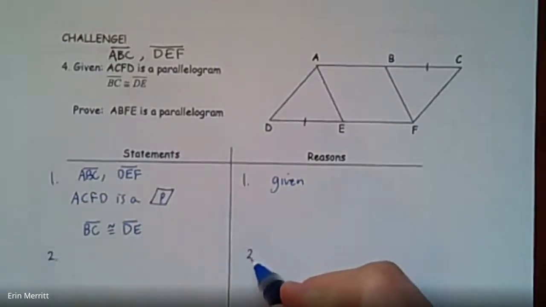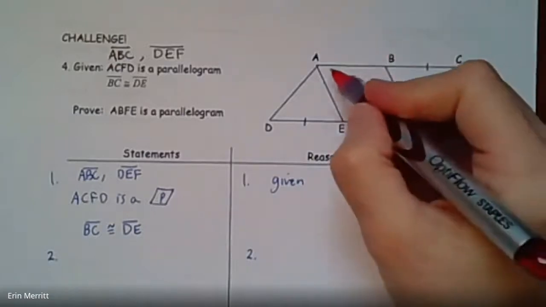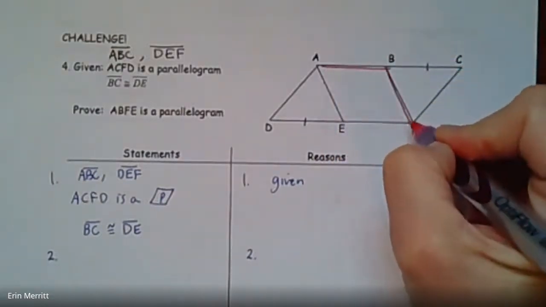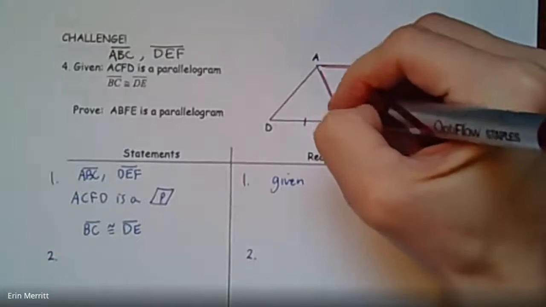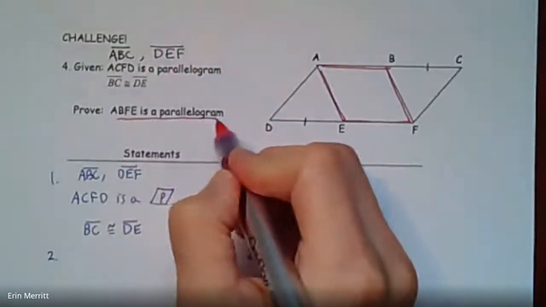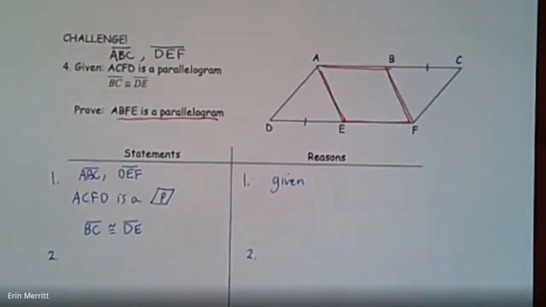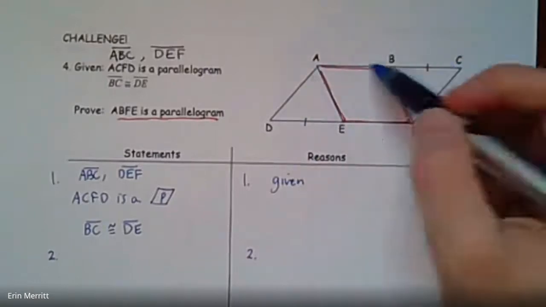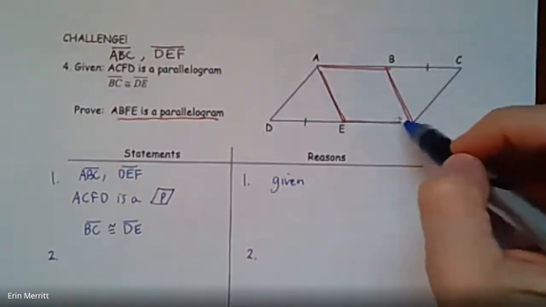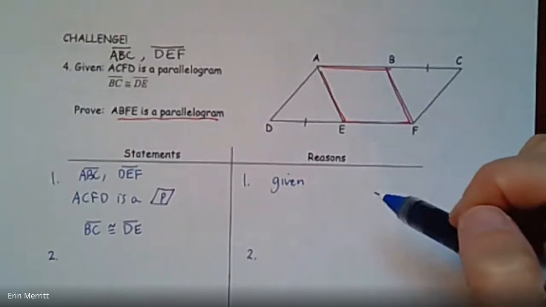All right, let's look at where we're working towards. So we want to work towards being able to say that A, B, F, E is a parallelogram. That's our goal. All right, so we know that the big quadrilateral is a parallelogram. We want to prove that this little guy inside is also a parallelogram.